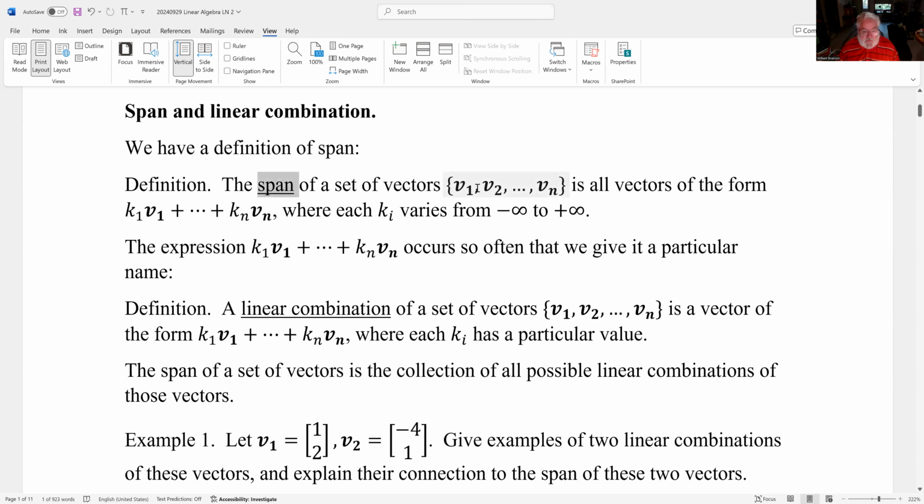So the span of a set of vectors, v1 through vn, is all vectors of the form some constant k1 times v1 plus up to some constant kn times vn, and each coefficient is allowed to vary from minus infinity to infinity. So this expression happens so much that we give it a special name. It's called a linear combination of a set of vectors. And so it's a vector of this form, where each ki has a particular value. So the difference between a span and a linear combination is you're picking specific values for the coefficients. The span is all possible linear combinations.